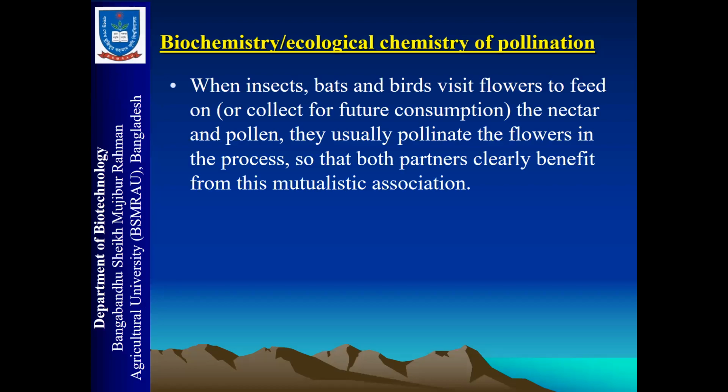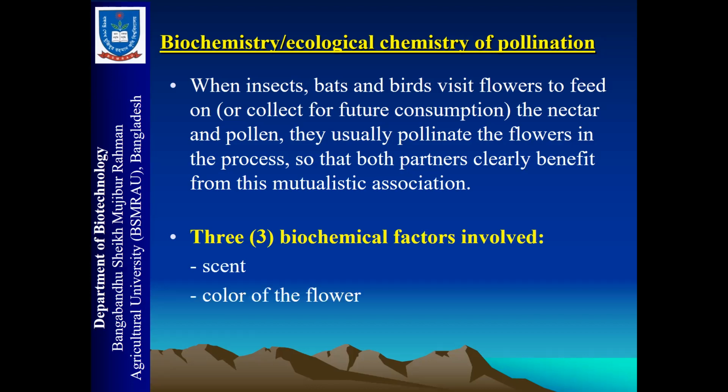When insects, bats, birds visit flowers to feed on or collect for future consumption the nectar and pollen, they usually pollinate the flowers in the process, so that both partners clearly benefit from this mutualistic association. There are 3 biochemical factors involved in this mutualistic association. One is scent, another is color of the flowers, and third, nutritional value of nectar and pollen.